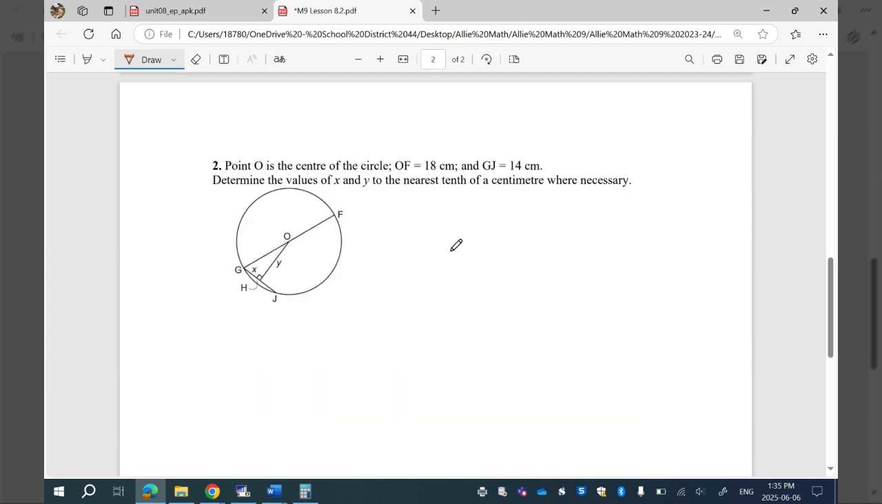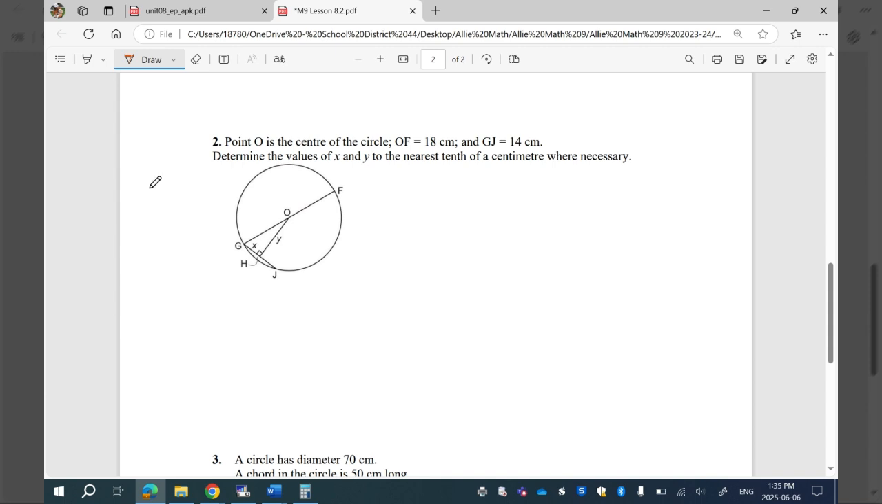Let's look at the next one. Point O is the center of the circle. Okay, and it's telling us that OF equals 18 centimeters.